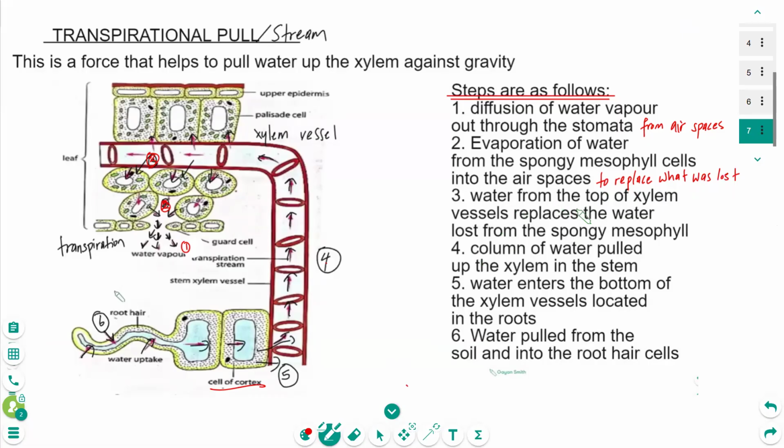Then water gets pulled from the top of the xylem vessels to replace the water that was lost from the spongy mesophyll. Then that causes a column of water to be pulled up the xylem in the stem. Then water enters the bottom of the xylem located in the roots to replace the water lost at the top. And then water gets pulled from the soil into the root hair cells, right? To replace what the root hair cells would have lost, okay? So that's a summarized version of the transpirational pull.